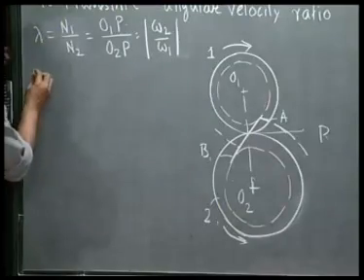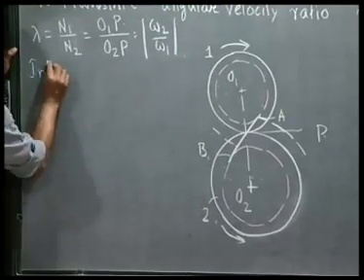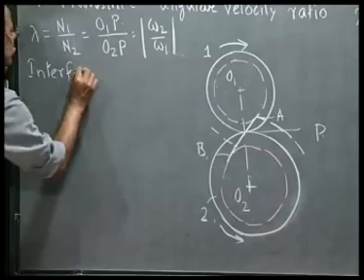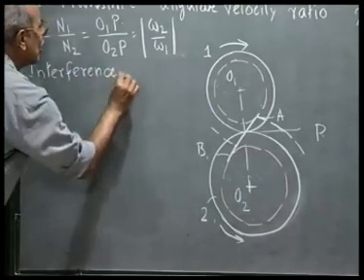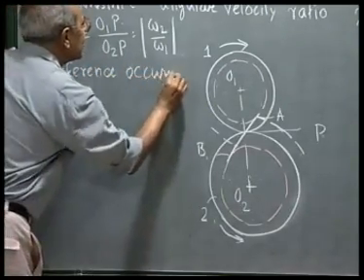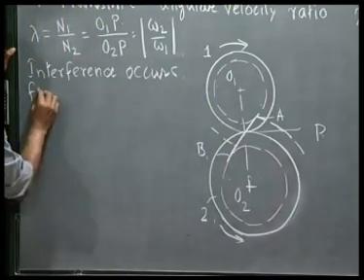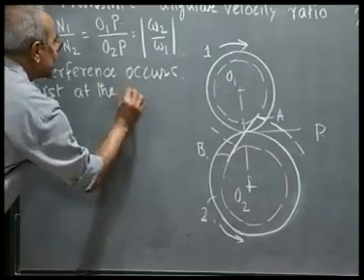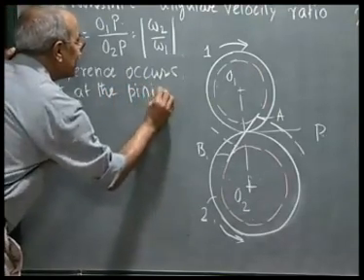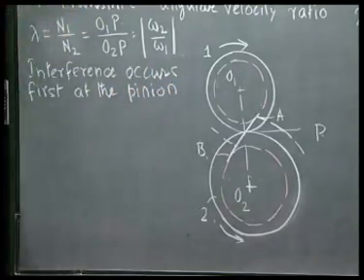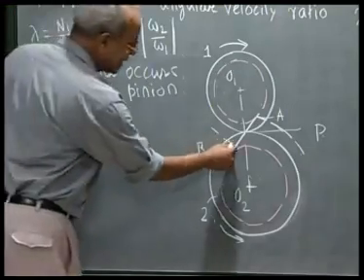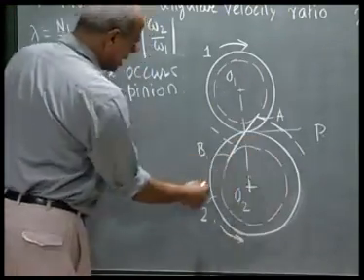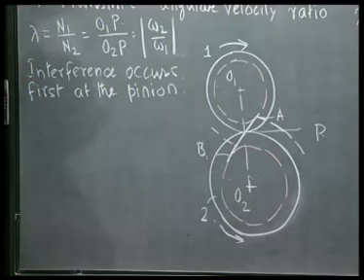So first point to note, interference occurs first at the pinion, that is the smaller gear. And we are considering as if the interference has just started. From this diagram, we should be able to find out what is the minimum number of teeth, that is N1, to avoid interference. That is the task.